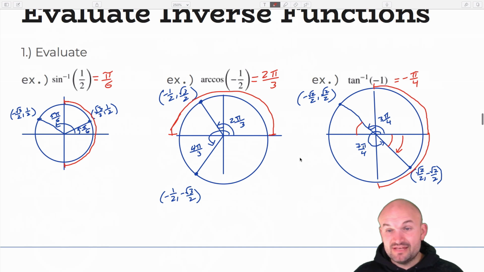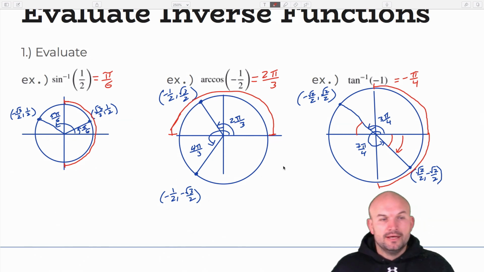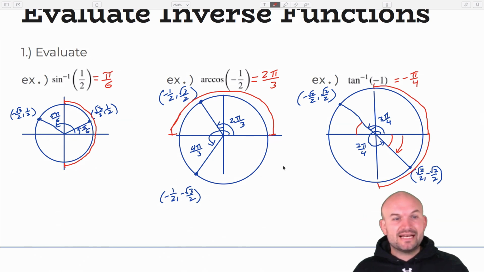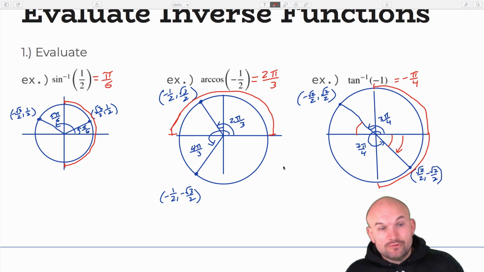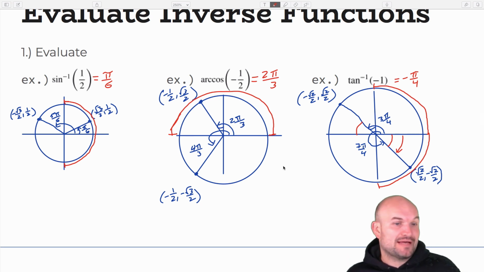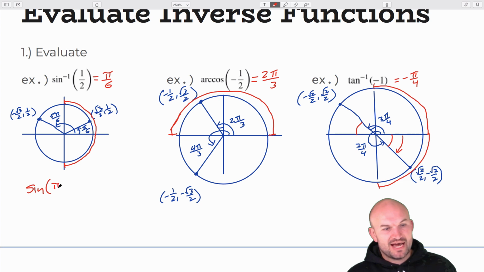Because now we're going to evaluate some problems. So the first problem is sine inverse of 1/2. Again, I'm looking for what is the angle, the sine of what equals 1/2. Well, the problem is there's two angles, right? You can say, and I'll even write this down here, the sine of pi over 6 equals 1/2, and the sine of 5 pi over 6 equals 1/2.